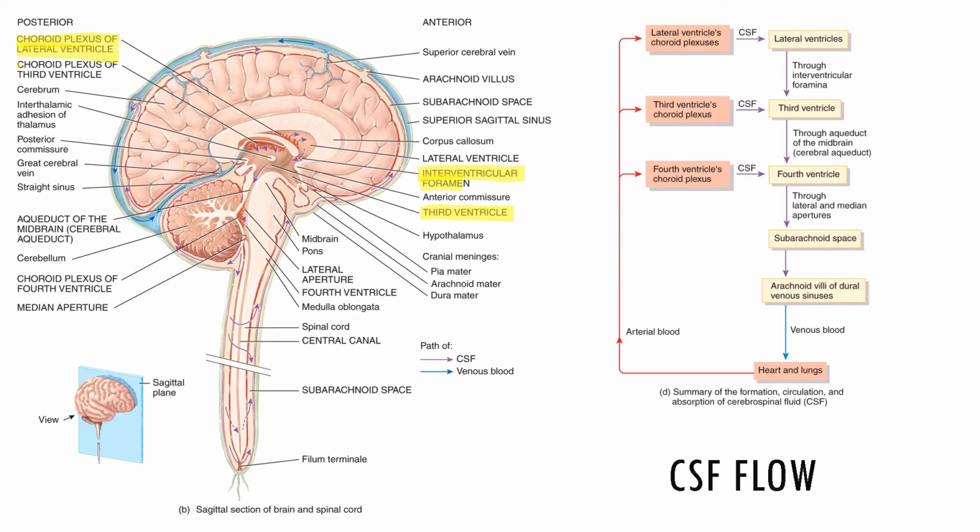Now more cerebrospinal fluid is added by the choroid plexuses in the roof of the third ventricle. And then the fluid is going to flow through the aqueduct of the midbrain, which passes through the midbrain, through here, into the fourth ventricle.